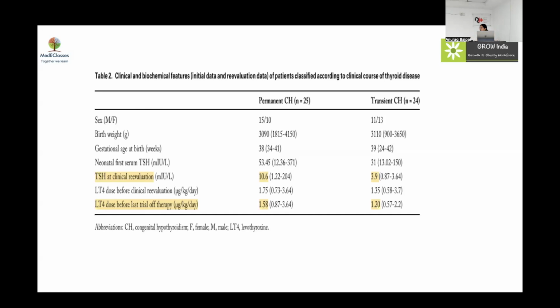But there is not much discrimination. I don't think there will be a p-value which is significant. If you see, there is so much overlap. 0.87 to 3.64, it doesn't make any sense. So what cutoff?